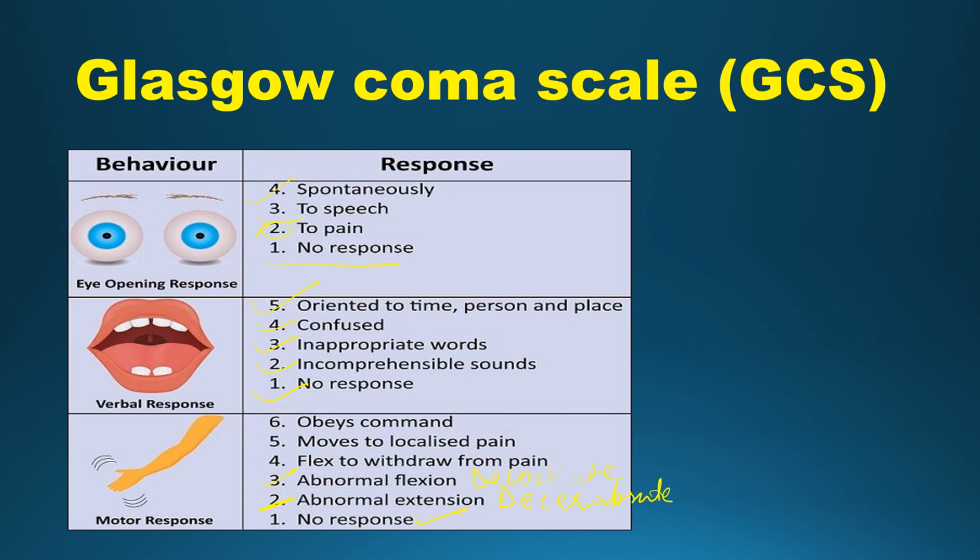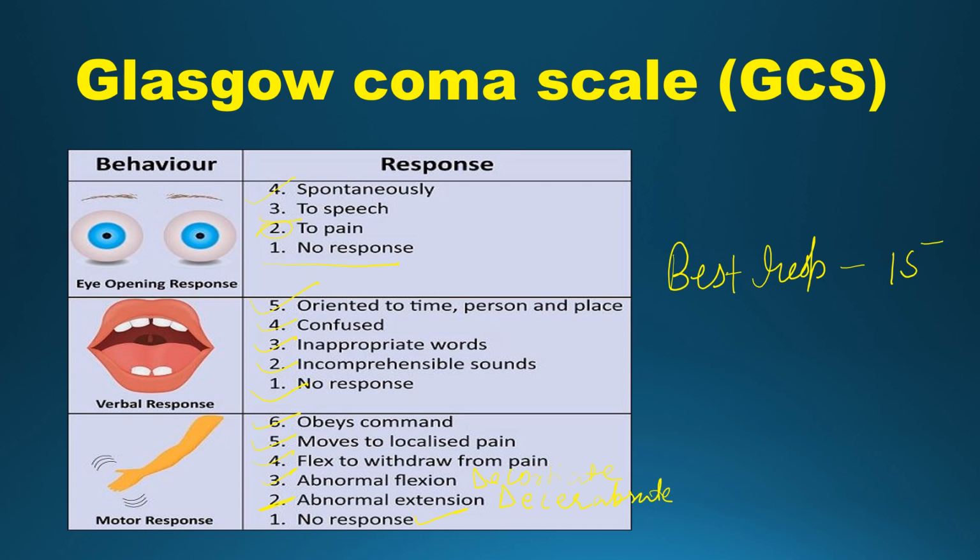Next is flexion withdrawal from pain. In this, the person will use his limbs to withdraw from the pain, but is not able to localize it. Next, if the patient is able to localize the pain, then we will give 5 points. And if the patient is obeying commands, then we will give 6 points. And the best response is recorded as 15.